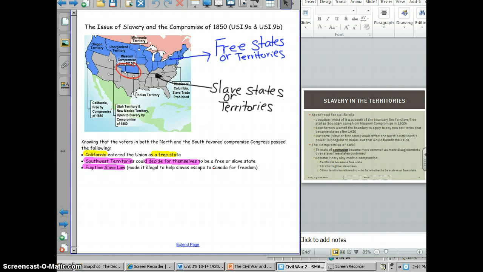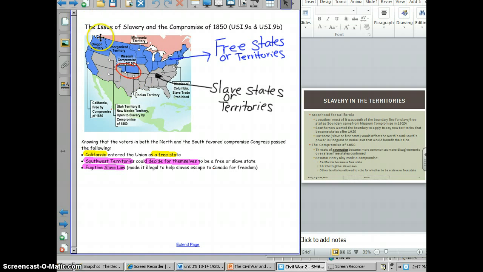An issue happened when California applied for statehood. Most of California lay below the boundary line from the Missouri Compromise. The Southerners wanted California to come in as a slave state. However, the people in the territory of California applied for statehood as a free state. So there was a crisis at hand. The crisis was settled by the Compromise of 1850, which was proposed by a congressman named Henry Clay, who was known as the Great Compromiser.